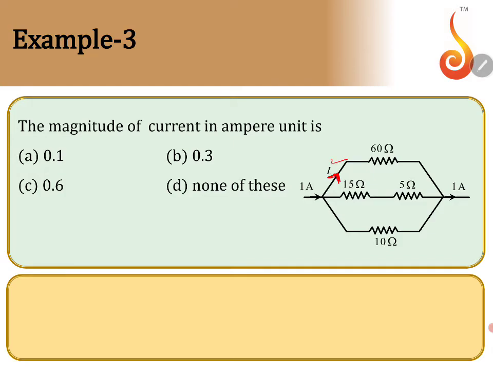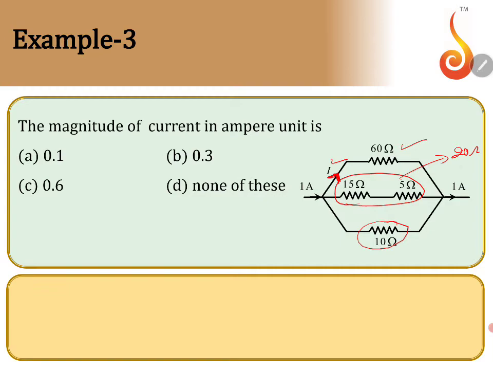So as I told you, just convert them into the two networks. There are three combinations here. This is one set, this is another set. So you convert them into two sets. So 15 and 5 are in series, so the effective resistance is 20. So in this particular place I can write 20 ohms.